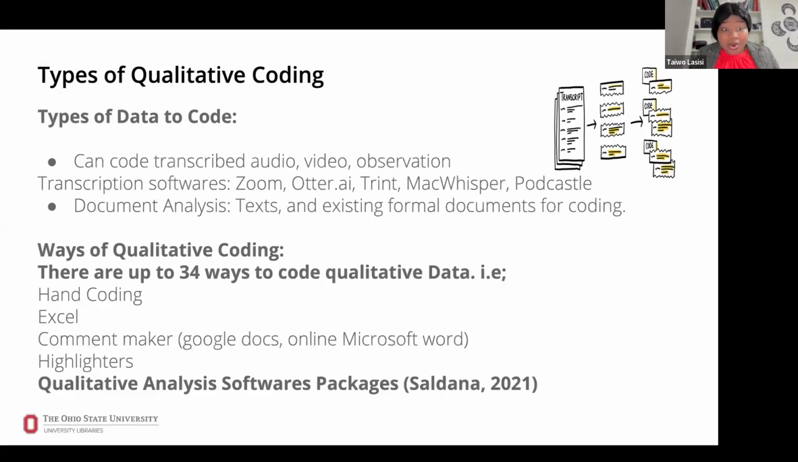I used to think there are 34 ways, but I discovered a few weeks ago that there are more coming up now. But at least there are up to 34 ways to code your data. You can of course use hand coding, and now, like I mentioned, you can use qualitative analysis software packages. If you want to submit your article, your reviewer will give more credence to your work if you use software packages compared to hand coding, because they're usually more reliable and also valid.